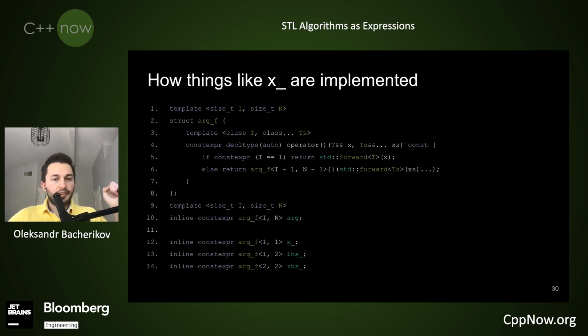So in order to avoid some confusion, I'd like to show how things like x underscore are implemented. In fact, there is nothing special about them. They're almost like regular operations, but all they do is return the argument with index I out of n input arguments. That's all they do. And in lines 12 to 14, you see some convenience aliases for them for the case of unary and binary functions.